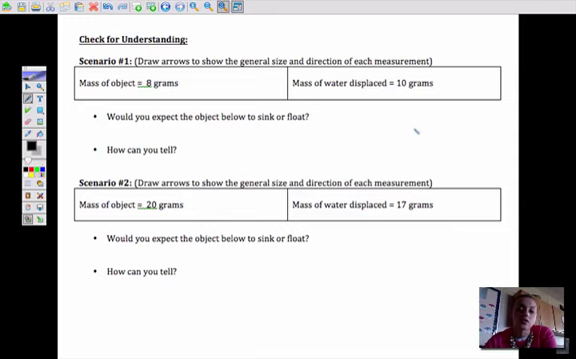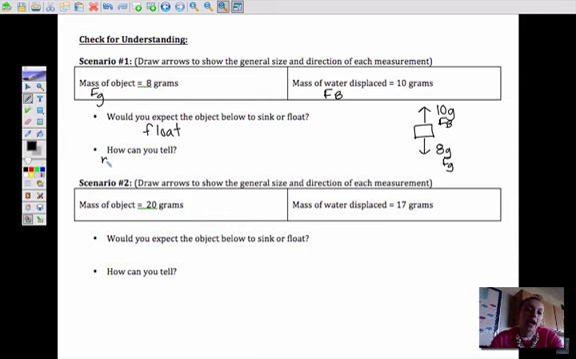Well, the first thing we should do is draw a picture. So we're going to draw our object, and we're going to write down that the mass of the object, which is our F of G, goes down, so it's 8 grams, and the mass of the water displaced, which is our buoyant force, is FB, and that's what's going up, so that's 10 grams. Well, because the mass of the water displaced, or our buoyant force, is bigger than the mass of the object, or our weight, that means the object's going to float.